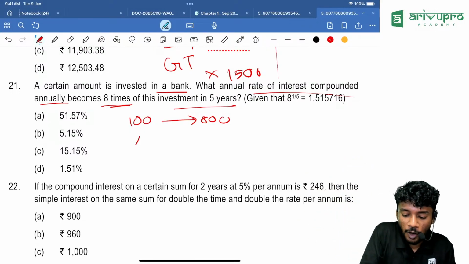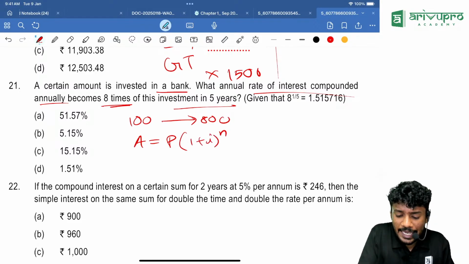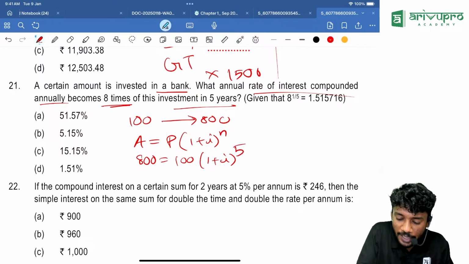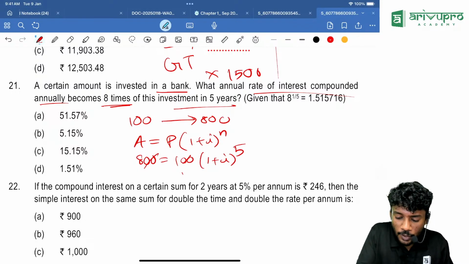That means the amount formula is what? A is equal to P into (1 plus I) the whole power n. So A is how much? 800 is equal to 100 into (1 plus I) the whole power n, and n is 5. Now 100 and 0 will get cancelled off. Now 8 is equal to (1 plus I) the whole power 5.